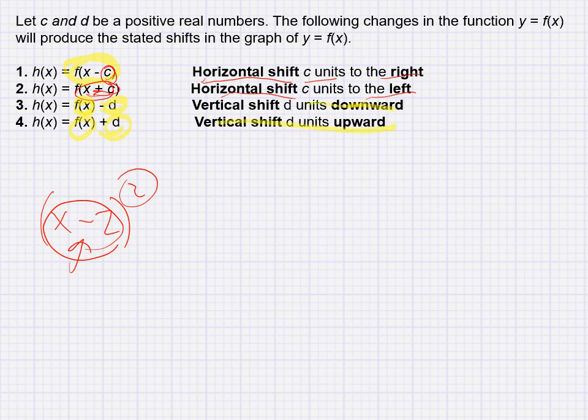Notice here on the inside, we subtract 2, but we move it to the right. That seems a little counterintuitive of what you might think would happen. You would think, oh, subtracting 2 should move it to the left, not the right. But in fact, it actually moves it to the right. So inside the function, it does a little opposite of what you think is going to happen. Outside the function, it operates pretty much as you would think. Minus outside moves it down, plus outside moves it up. So let's look at a few examples.